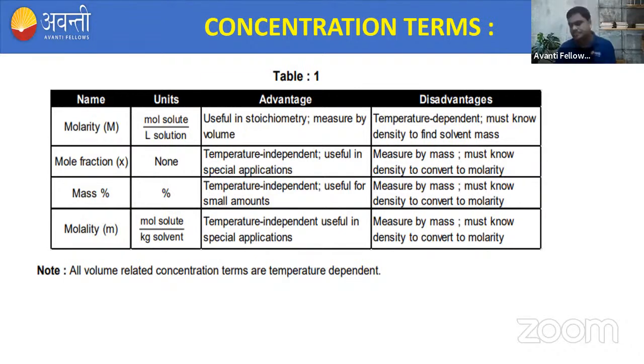Okay. Now, the next important concentration defining term is mass percentage. The unit of mass percentage is percentage, as indicated, and the advantages are that it is a temperature independent quantity and useful for small amounts. It is measured by mass, so you must know the density to convert. The next is molality. For molality, you have to know the moles of solute per kilogram of solvent, and this is also temperature independent.